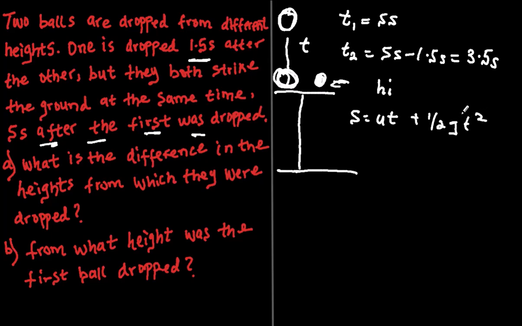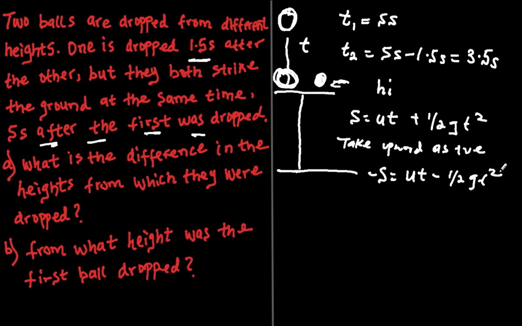All right, let me put the Cartesian into play because we are doing advanced questions. So let's take upward as positive. What it means is that our g will be negative, and the displacement will be negative because the object is coming downward. So we say negative s equals ut minus half gt squared.